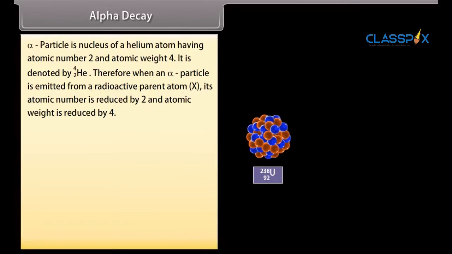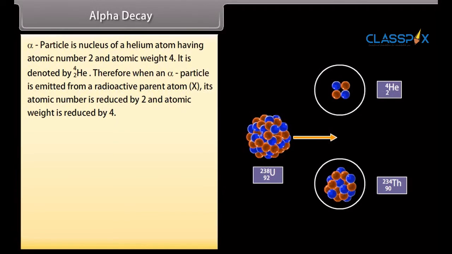Alpha decay. Alpha particle is nucleus of a helium atom having atomic number 2 and atomic weight 4. It is denoted by, therefore, when an alpha particle is emitted from a radioactive parent atom X, its atomic number is reduced by 2 and atomic weight is reduced by 4.